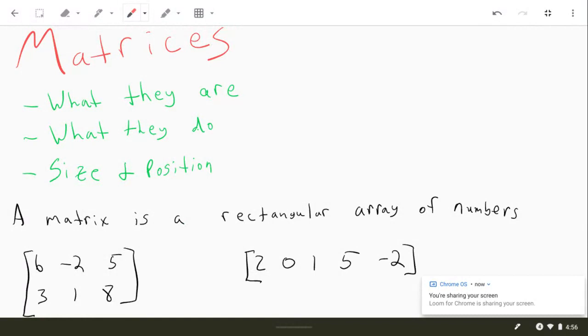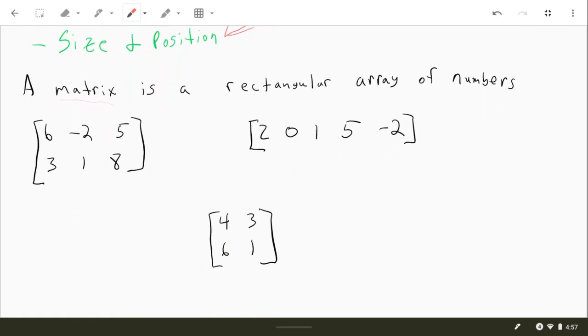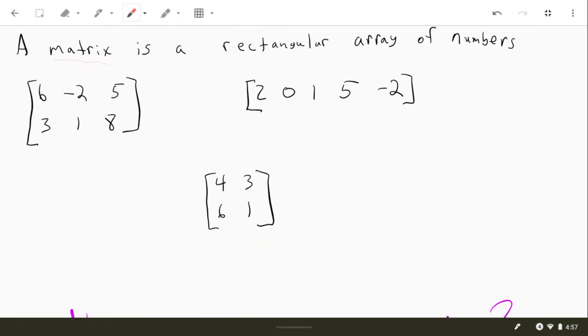So, this is going to be a short little section on matrices, or you would just call it a matrix, if you were just talking about one single matrix. We're going to talk about what a matrix is, what they do, and how to describe the size of a matrix and what position something is in a matrix. So a matrix is a rectangular array of numbers.